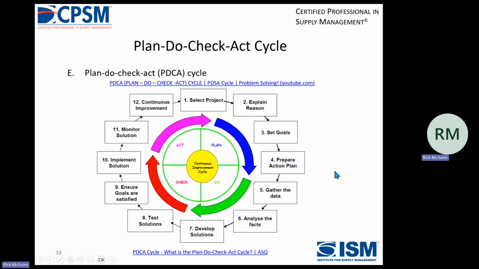And then you've got the PDCA cycle: plan, do, check, act. This is a YouTube video that goes over it. ASQ explanation down here. Basically, plan consists of select the project, explain the reasons, set goals, prepare the action plan. Then you go into do: gather the data, analyze the facts, and develop the situation. And then check: test solutions, ensure goals are satisfied, implement solutions. And then act: monitor, continuous improvement.